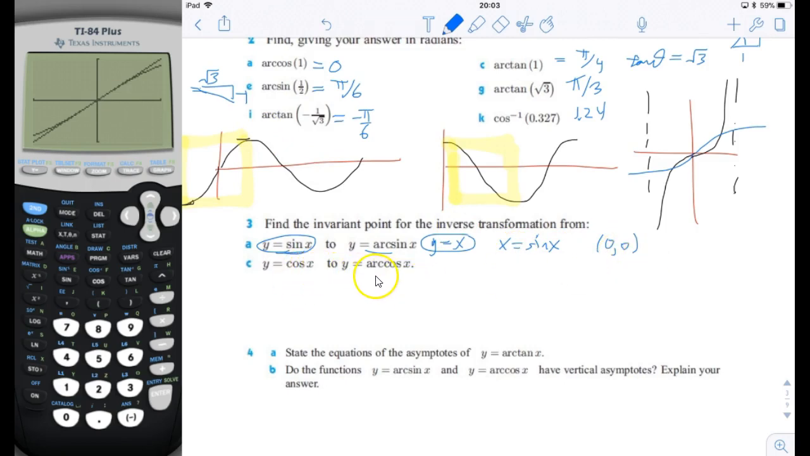What about for cosine of x and arc cosine of x? Let's do the same thing. We're going to put cosine of x and y equals x into the calculator. And then we'll try to figure out where those two are equal. Okay, it's right there, right? So let's try to figure out where that point is. We can figure out where that point is by doing second calc intersect.